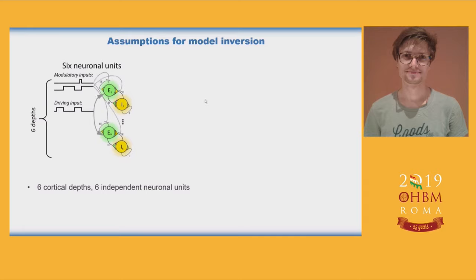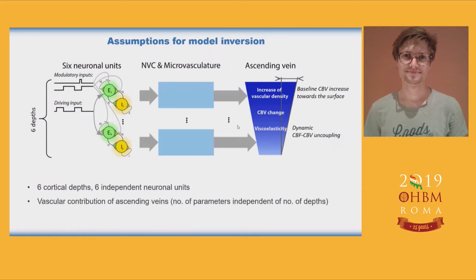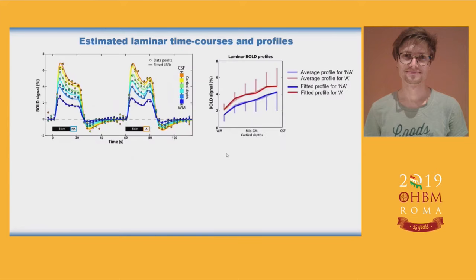And next to those neuronal parameters, we then consider optimization of hemodynamic and anatomical properties of ascending vein, where maybe it's good to point out that those properties can be in our model parameterized independently of number of depths. And this model was then inverted iteratively using variational Bayesian algorithm. So here are some results. We were able to estimate or fit the data quite well.